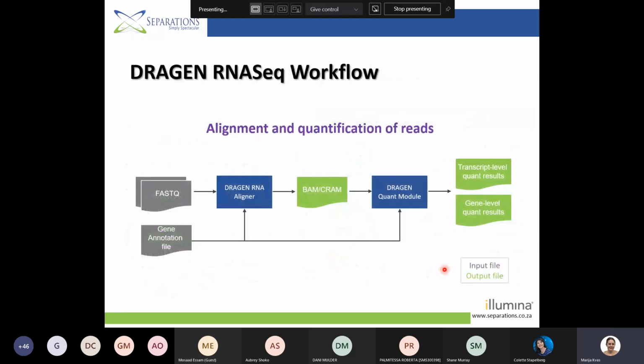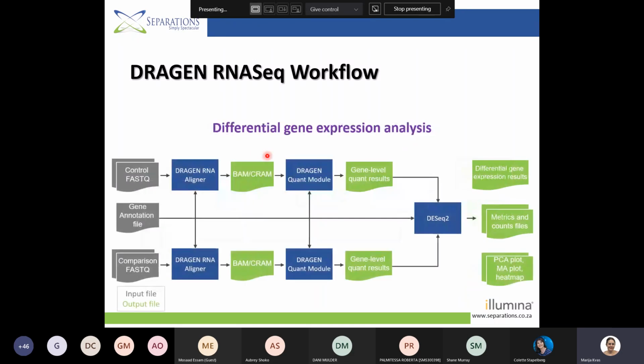So I will touch briefly on the RNA-Seq workflow on BaseSpace. I'm by no means a bioinformatician, so I won't go into too much detail, but I just want to make you aware that on BaseSpace we have DRAGEN RNA-Seq workflows. It will start with your FASTQ files, and we will align and quantify those reads, and then you will have transcript level quant results and gene level quant results. And then we can go from those files.